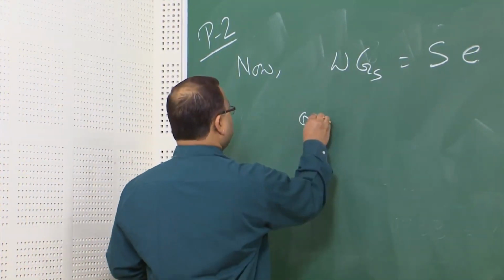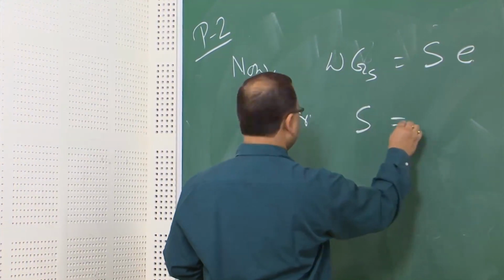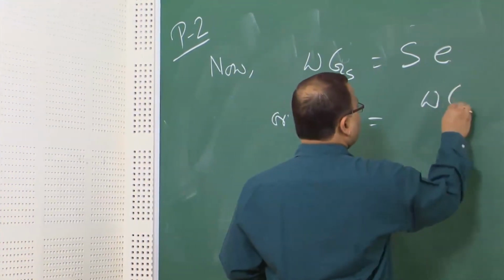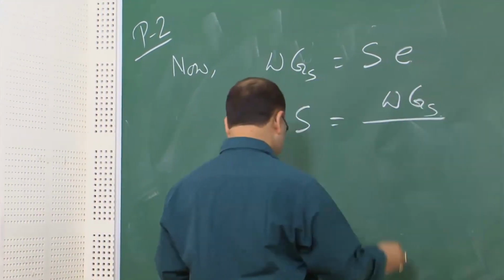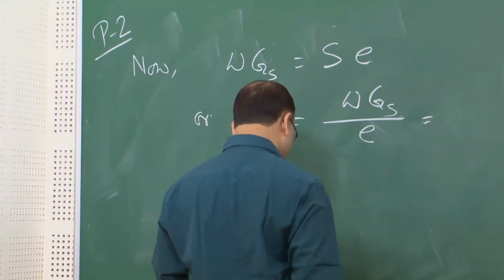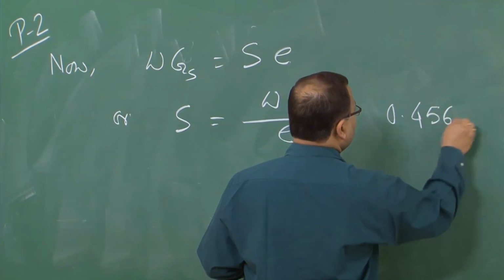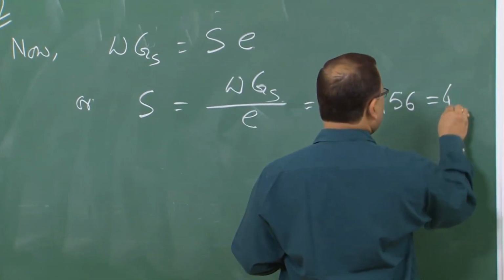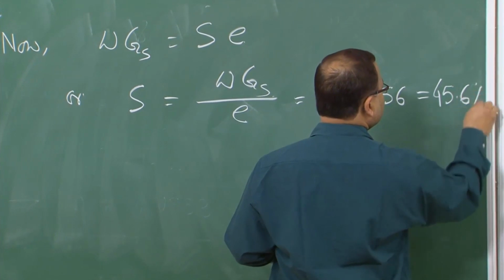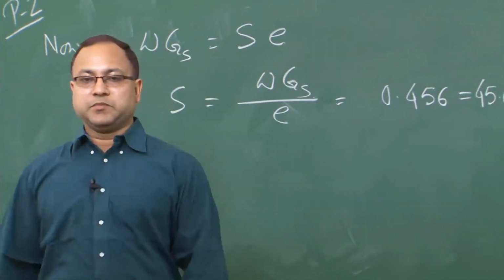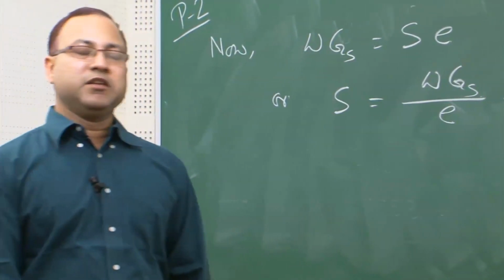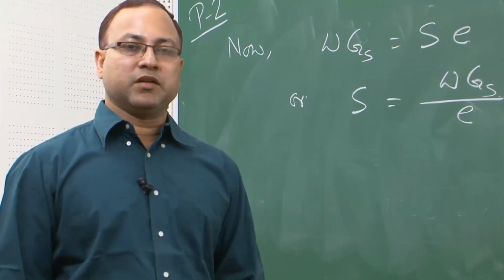So your degree of saturation is nothing but moisture content multiplied by the specific gravity divided by E. If you put in all the values you have obtained just now, you will get 45.6%. So this is partially saturated soil, and the degree of saturation is 45.6%.